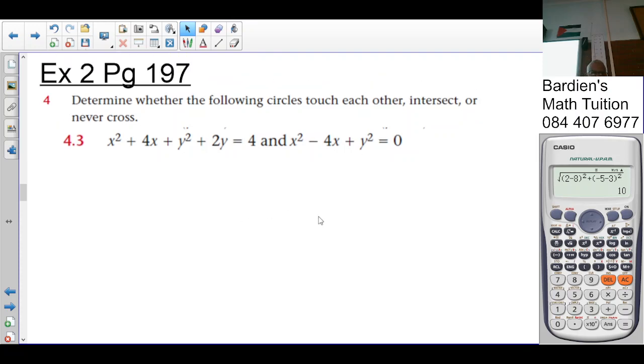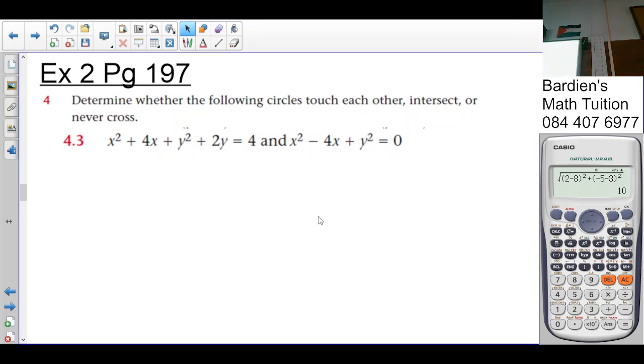Okay, number 4, we are told to determine whether the following circles touch each other, intersect, or never cross. Intersect means to say cut at 2 points. Touches means to say touches at 1 point. Never crosses means they are apart. You guys understand? Right.